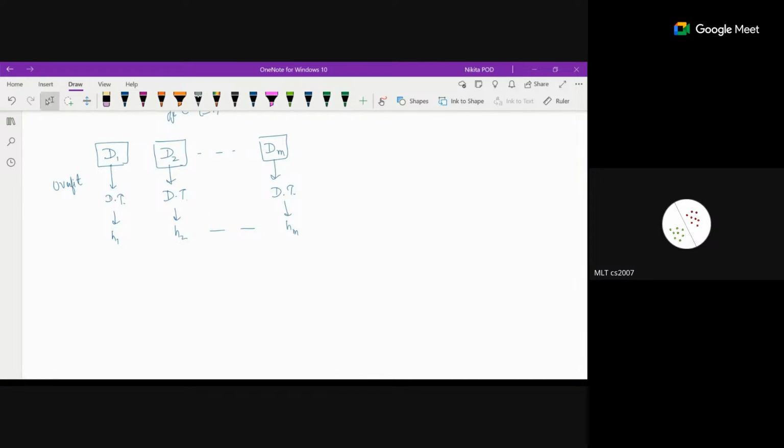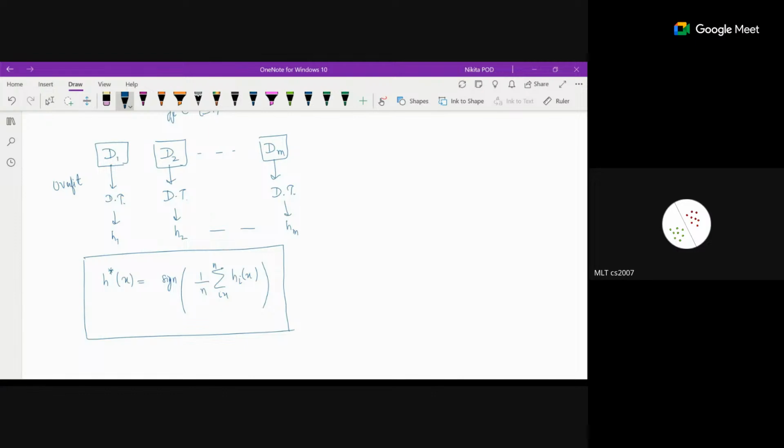Now we will use the idea of averaging. What we will do is that my aggregated classifier H star of X would look like this: you take the sign of the average of each of these classifiers, Hi of X, where i is varying from 1 to m. So this is what we can do.